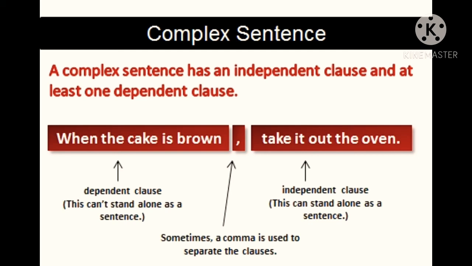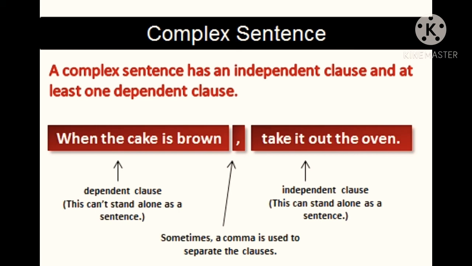So, next we have complex sentences. What are they? A complex sentence has an independent clause and at least one dependent clause. When the cake is brown, take it out of the oven. Here you can see that take it out of the oven is an independent clause, whereas when the cake is brown is itself an incomplete or dependent clause which cannot stand alone as a sentence, whereas the other portion of the sentence can stand alone as a sentence. Sometimes a comma is used to separate the clauses. So this is a complex sentence.